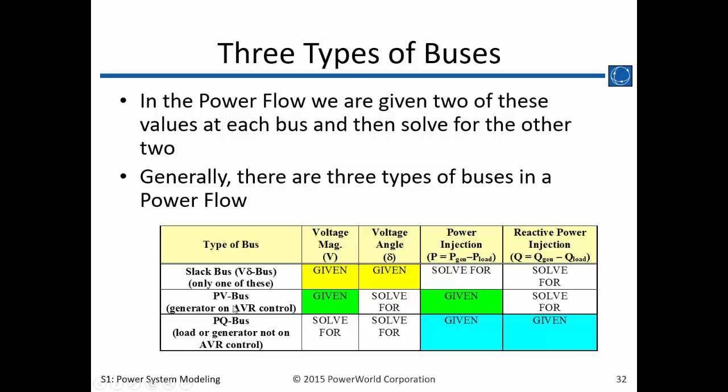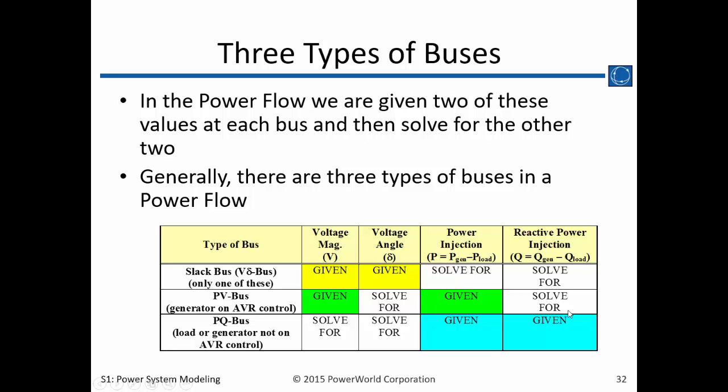At a PV bus, which is typically a generator on AVR control, so a generator is regulating the voltage at this bus, we know the voltage magnitude is given because the generator is supposed to be holding it constant, and the power injection is given because we have a generator injecting power there.